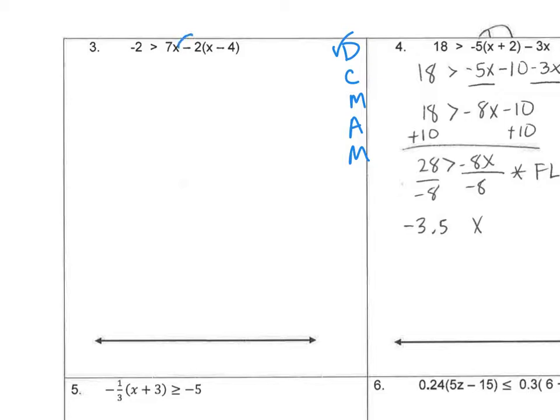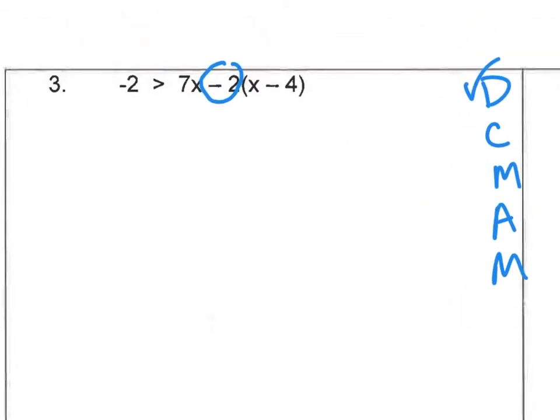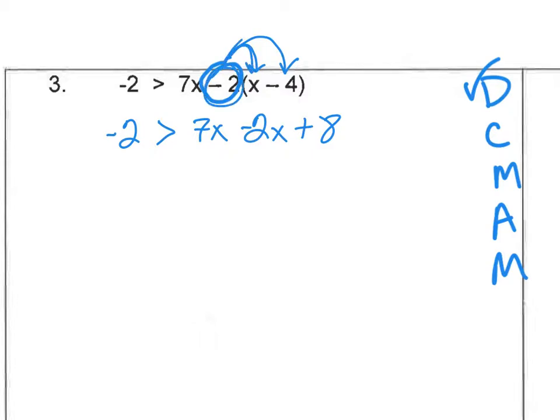In this case, we have a distribution problem. So the first thing I'm going to do is distribute the negative 2 to the x and the negative 2 to the negative 4. So I have negative 2 is greater than 7x minus 2x plus 8. So negative 2 times x gave me the negative 2x. Negative 2 times negative 4 gave me the positive 8.